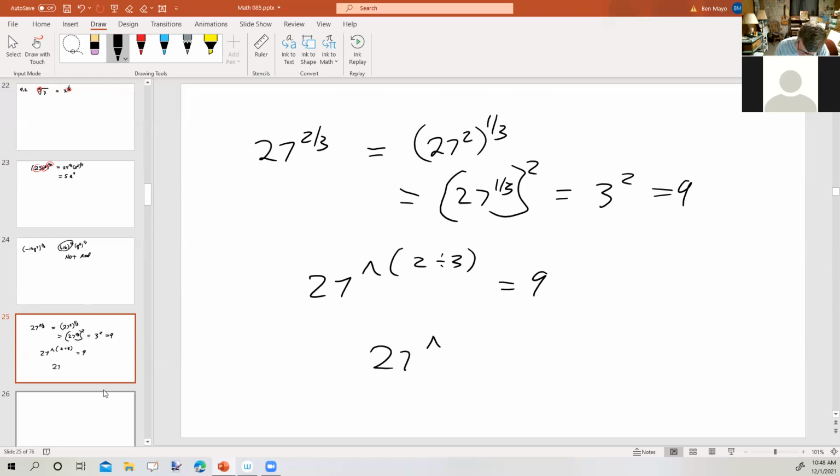Don't make this mistake. If you do that, it thinks you're doing this. So you've got to put parentheses around that fraction exponent to tell the calculator what to do.